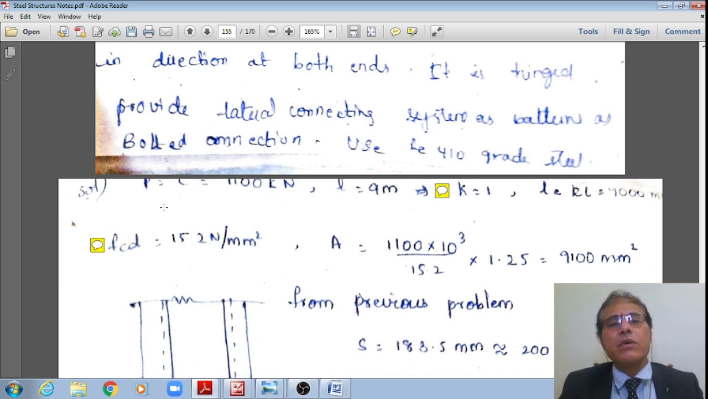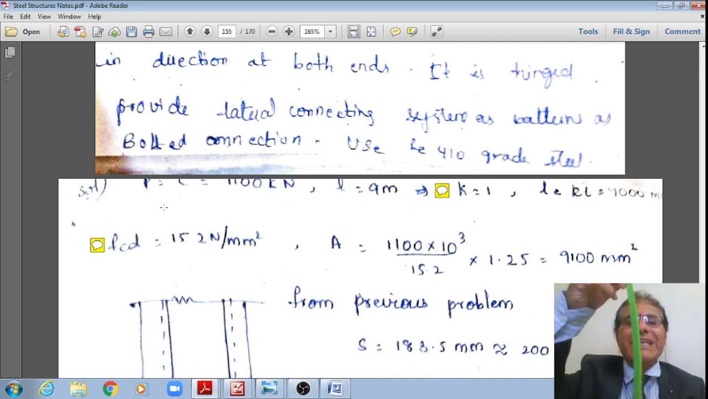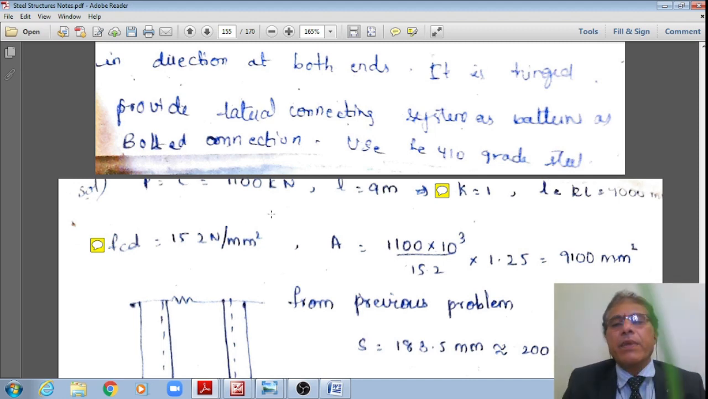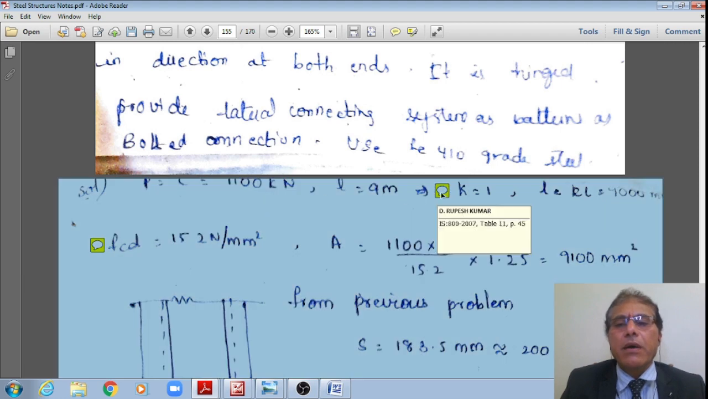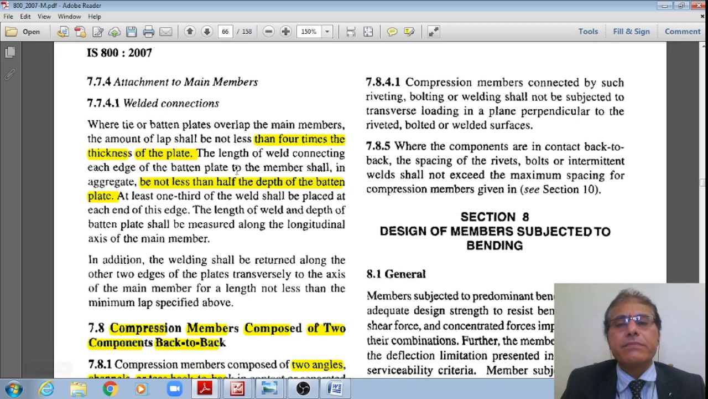The factored compression load is P equal to 1100 kilonewton, and its length is 9 meter. However, the actual length is 9 meter. Therefore, if I go to table 11, page number 45 of IS 800, let me go to that table 11, students, right? Table 11, page number 45.